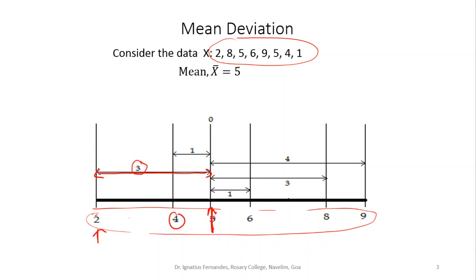Deviation of 4 from 5 is 1 unit. Deviation of 6 from 5 is 1 unit. Deviation of 8 from 5 is 3 units. Deviation of 9 from 5 is 4 units. So we are adding all these deviations and taking the average. We take the arithmetic mean of these deviations, and that's why it is the mean deviation. The mean deviation here was equal to 2. So the average value by which the values deviate from the mean is 2.